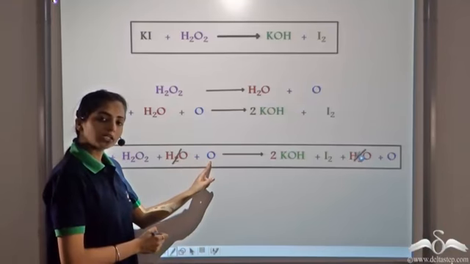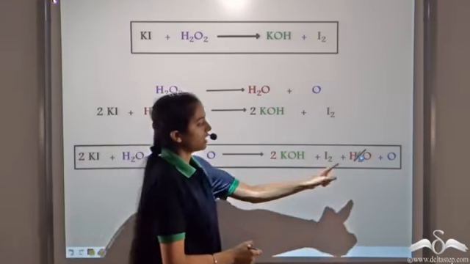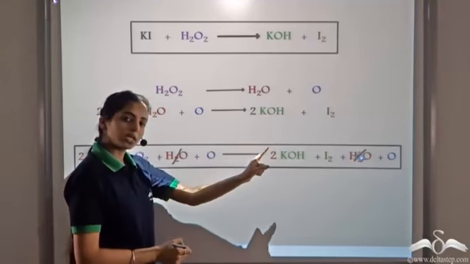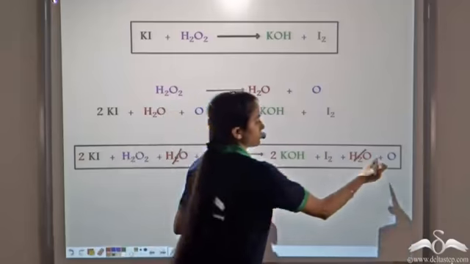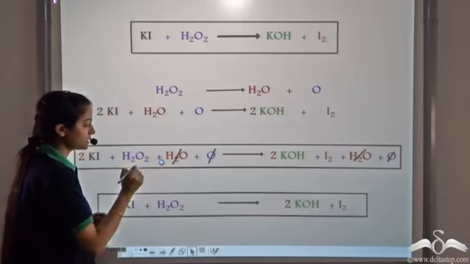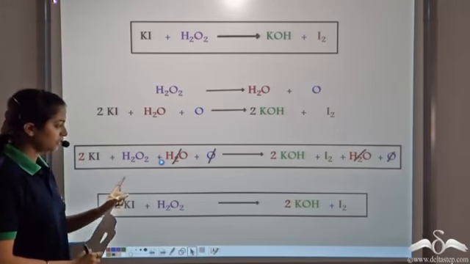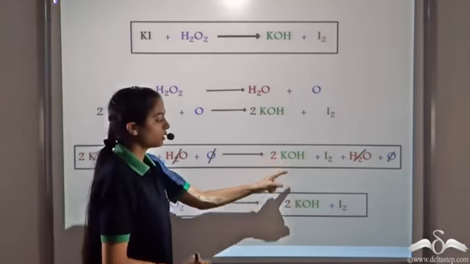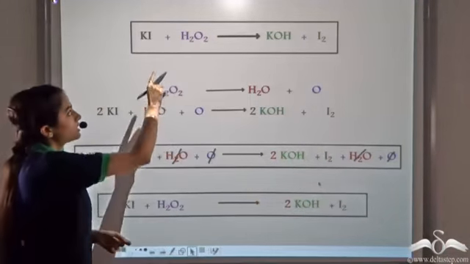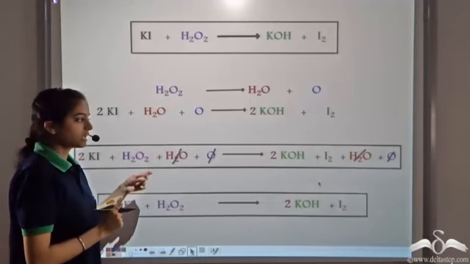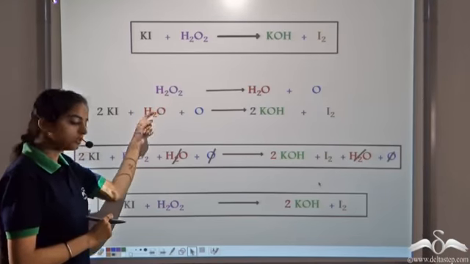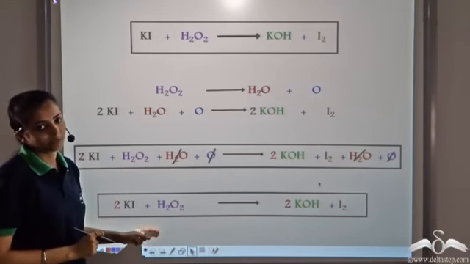Similarly, we see 1 atom of oxygen on the reactant side and 1 atom of nascent oxygen on the product side. Since we see equal amounts on both the sides, we can cancel oxygen atoms also from both the sides. So now our balanced equation becomes 2 molecules of KI plus H2O2 gives 2 molecules of KOH plus 1 molecule of iodine. So this chemical equation, which was a result of these two partial equations, we balanced each of the partial equations, and this is the final balanced chemical equation.